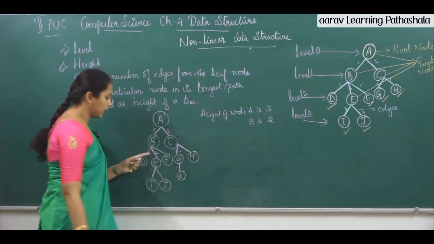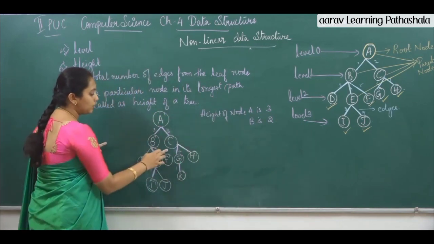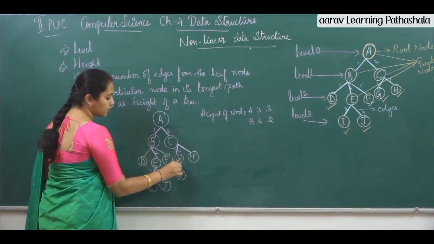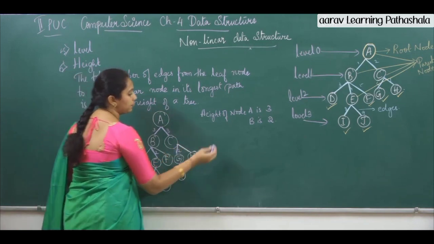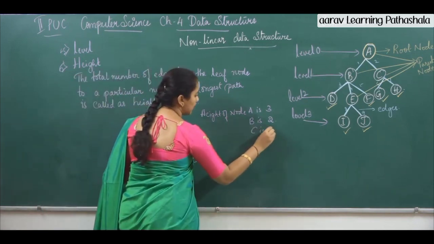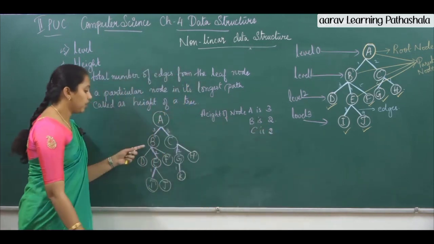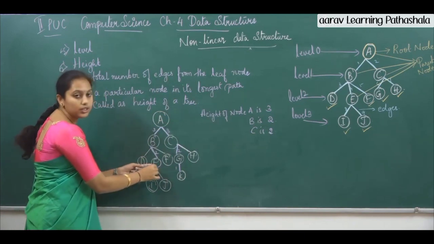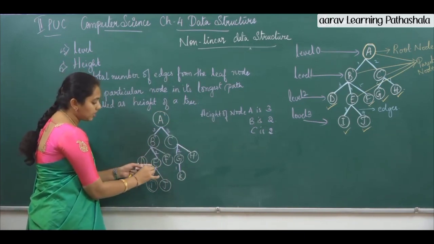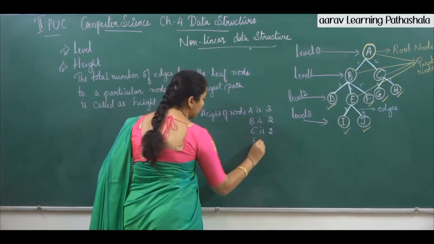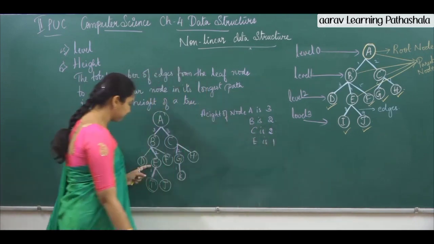Height of B is 2. What about height of C? Height of C is also 2. Height of node E is 1.